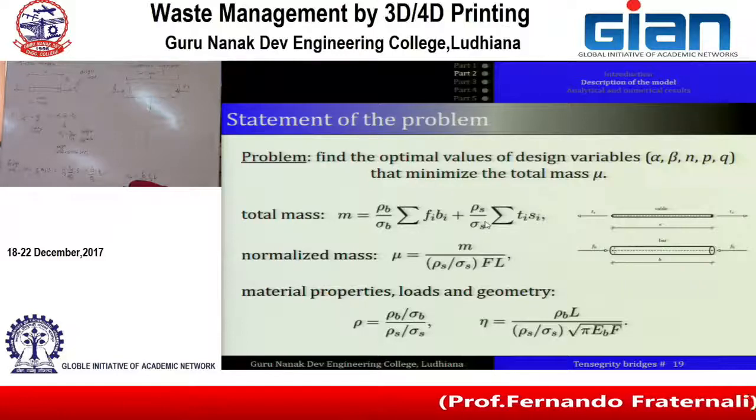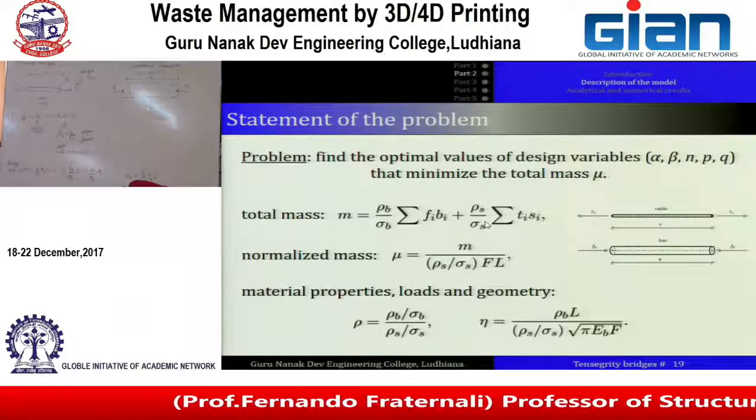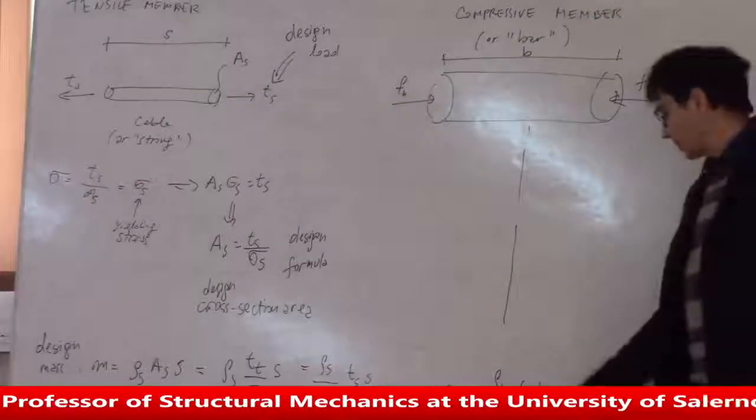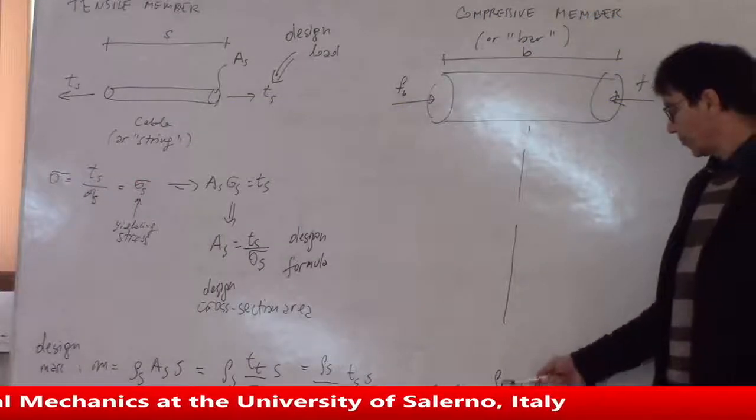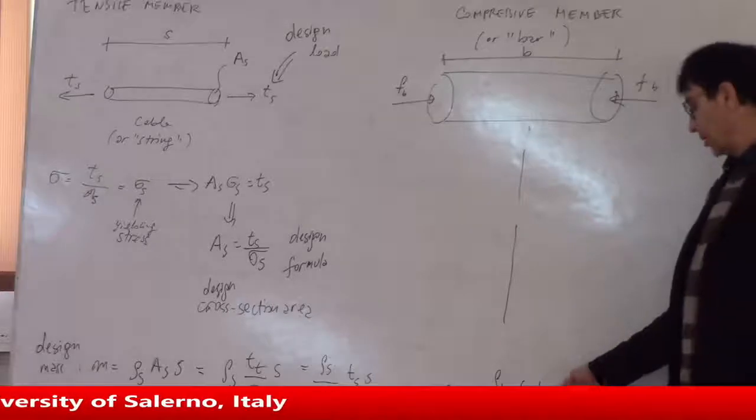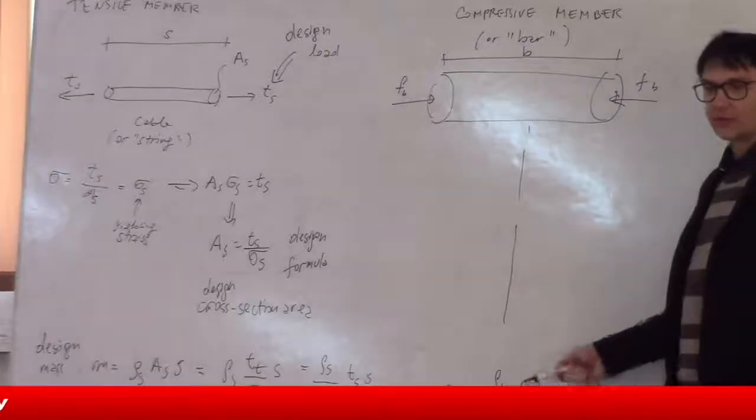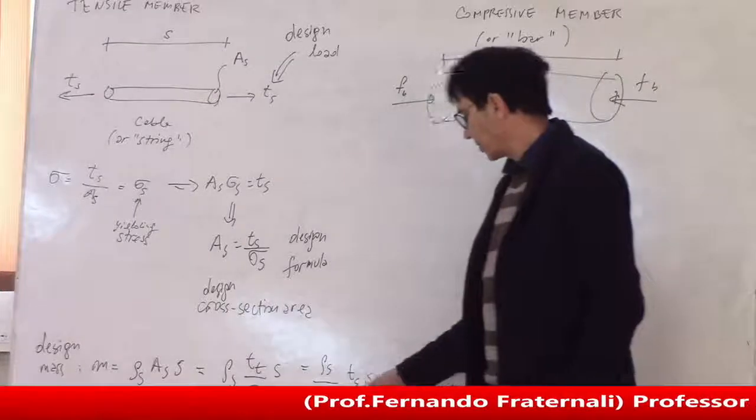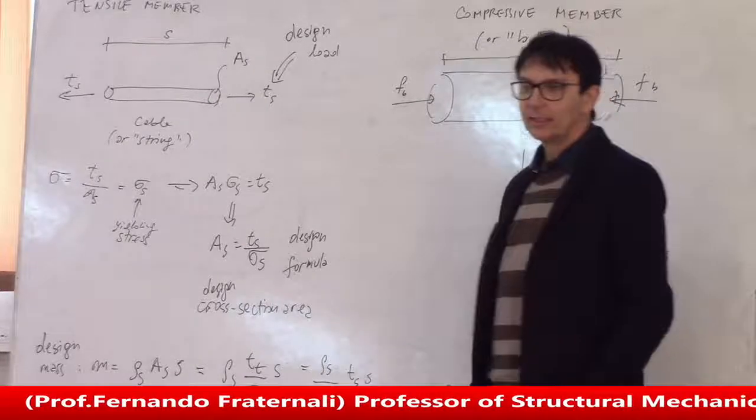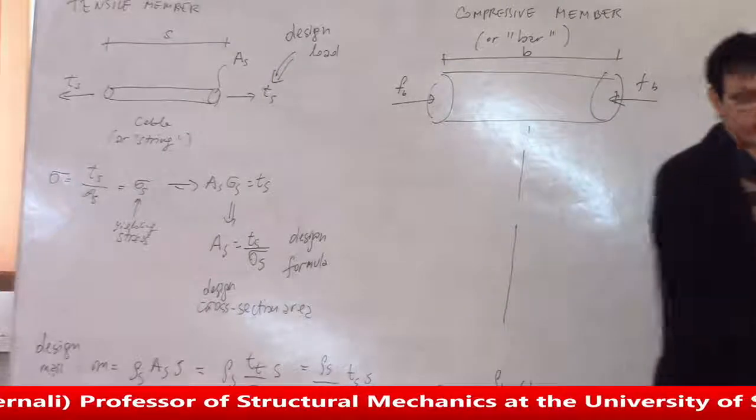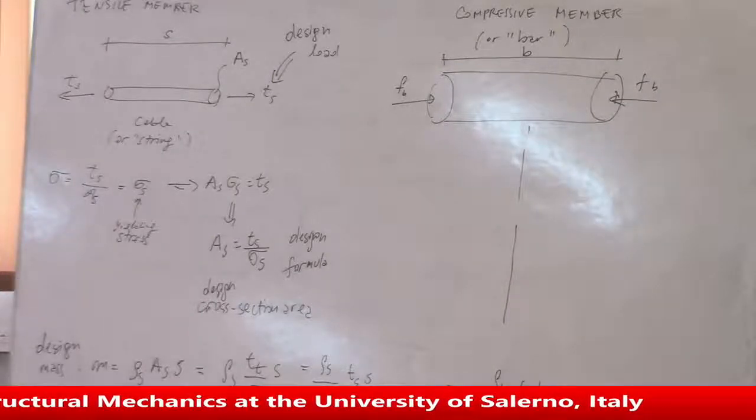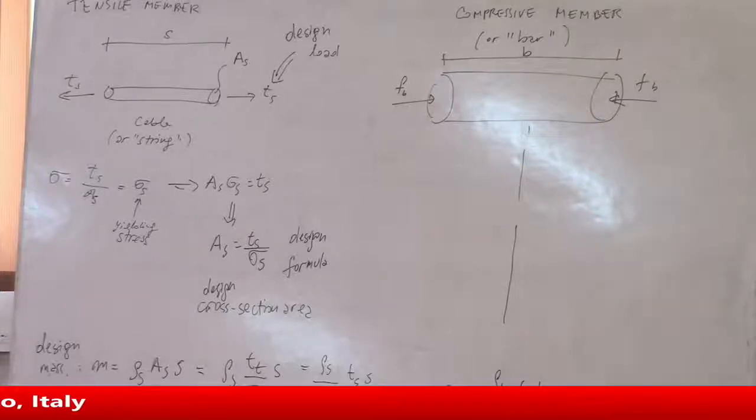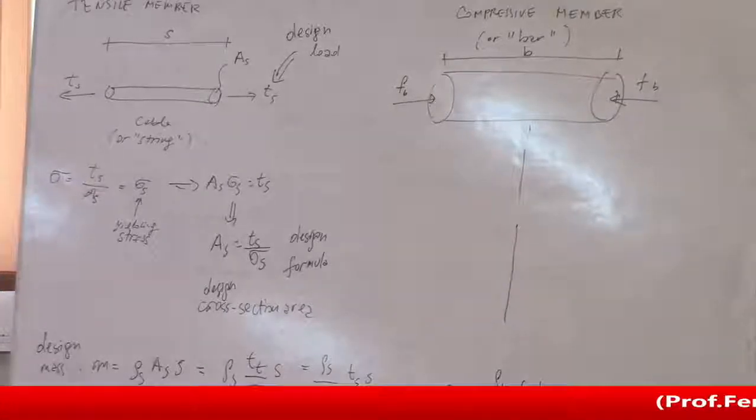If I know the forces that are carried by the members, the mass will be the summation of rho b over sigma b times force times length in the bar, plus the summation of rho s over sigma s times force times length in the string. And this is what is written here. So this is the mass.